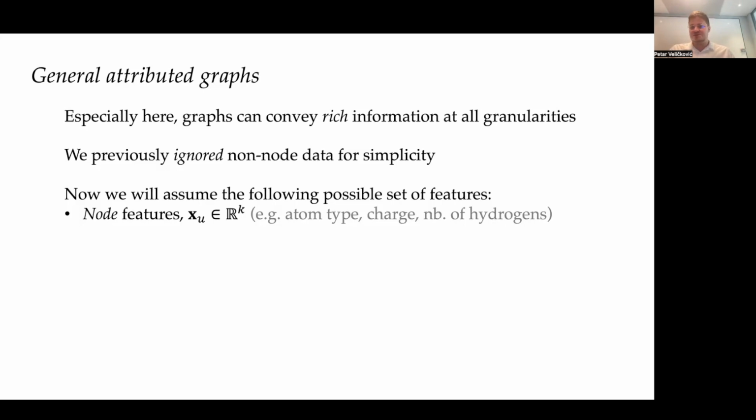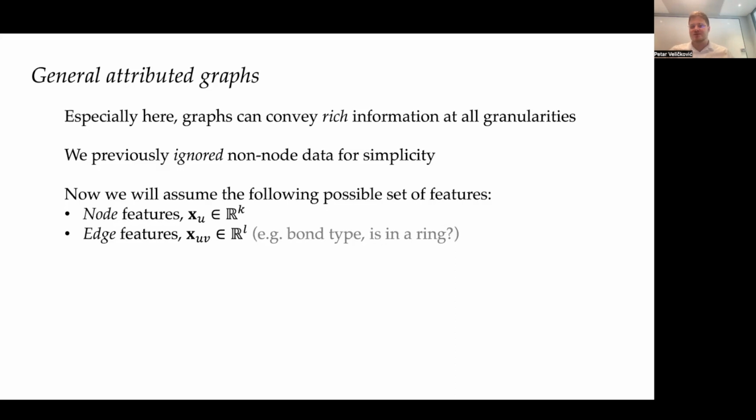And now we will actually assume that we have some features on all of the principal components. So we have node features as before. So x_u will be features of node u. And in the context of computational chemistry, those might be for individual atoms. What's the type of the atom? What's its charge? How many hydrogens are attached to it? And so on. We might now also have edge features parameterized by pairs of nodes. And these features could encode, in the context of chemistry, things like what kind of a chemical bond is it? Is it a single, double, triple bond? Is it in a chemical ring? And these kinds of things.